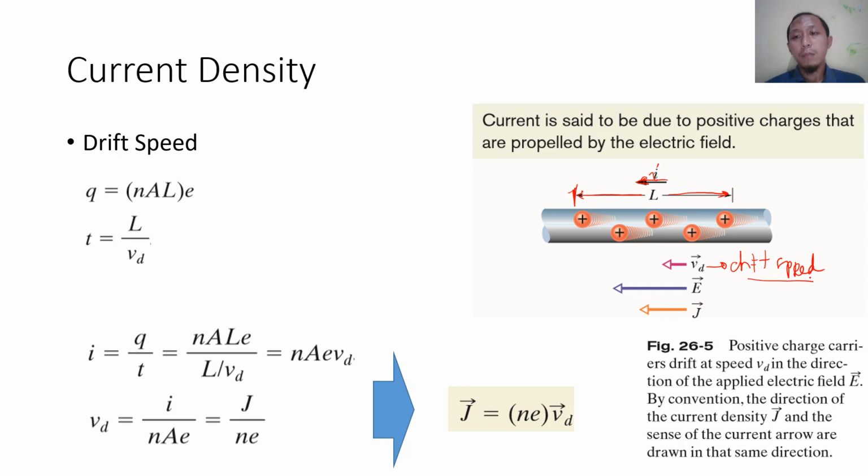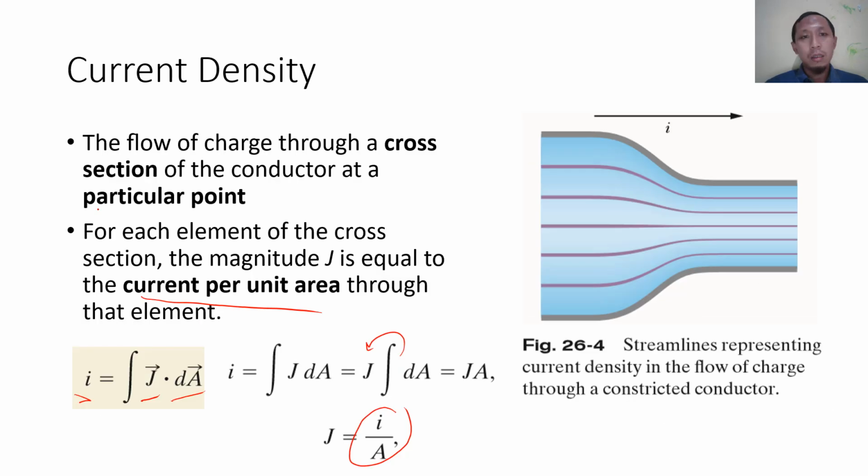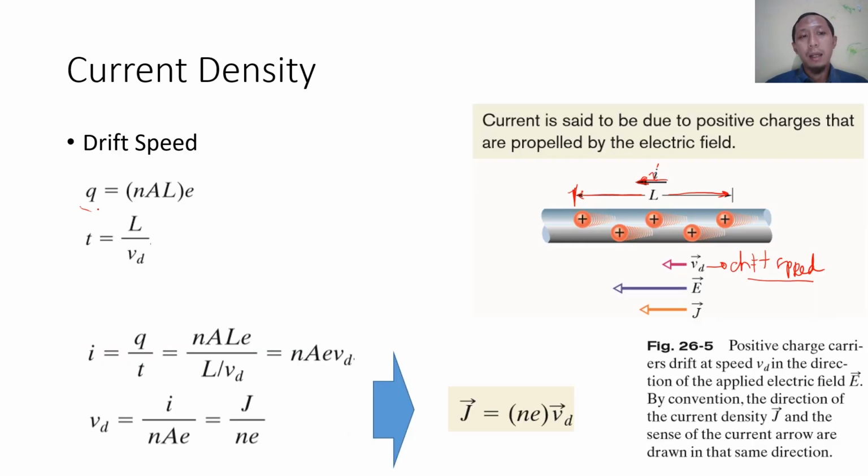Okay, this is the drift speed. And then the charge, the total of q, is equal to n, where n is the number of electrons, times A, the cross section or area of the conductor, times L, the length, times e, the unit charge of the electron. e is equal to 1.6 times 10 to the minus 19 coulomb. This is e.